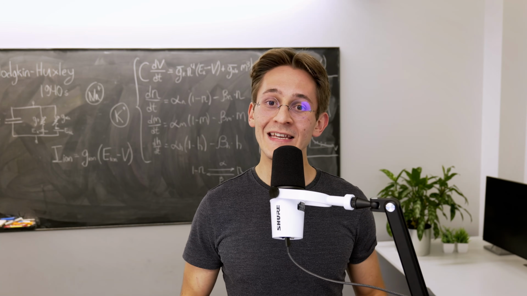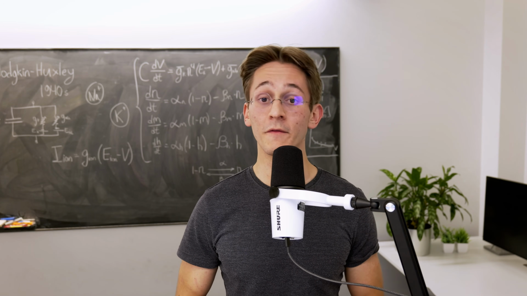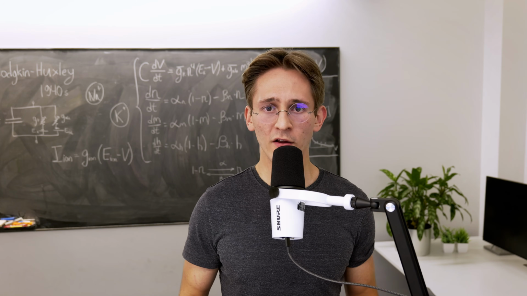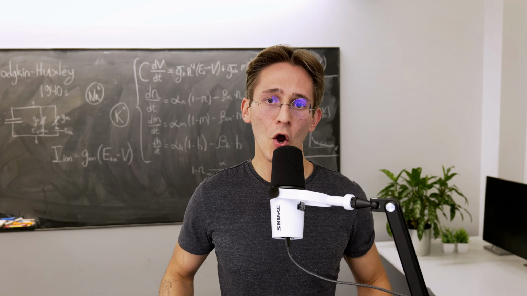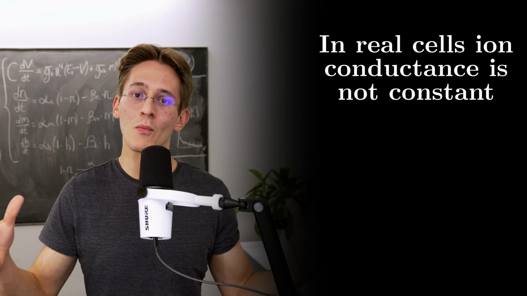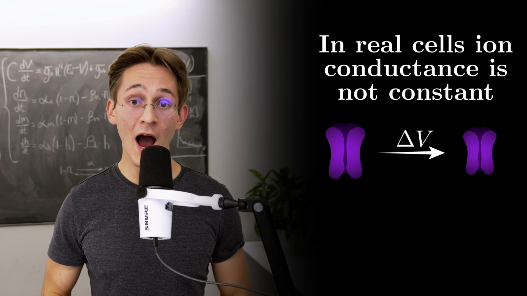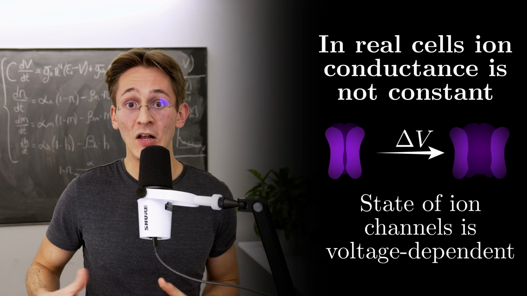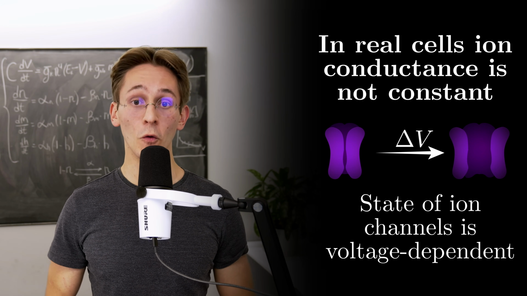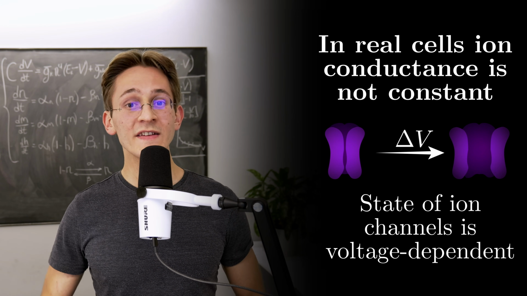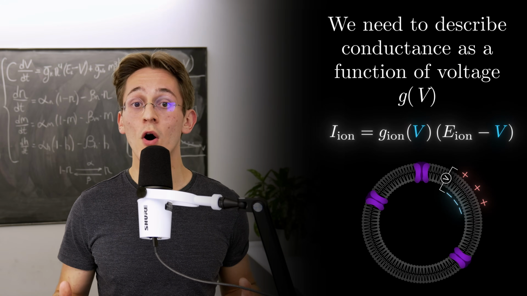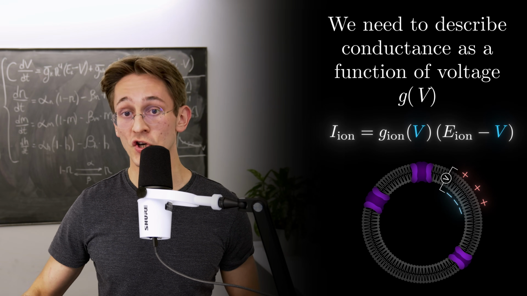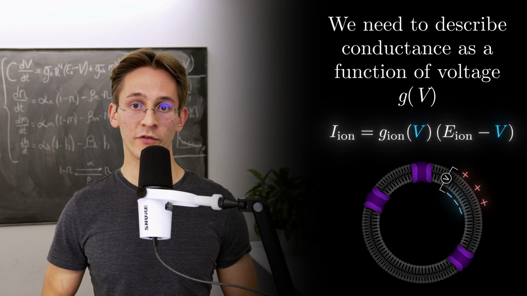So far we have treated the conductance as a fixed property of the membrane, as if ion channels were simply holes that were permanently open. But real neurons are far more interesting. Many of the ion channels are voltage dependent, meaning that they open and close depending on the membrane voltage itself. Thus, our quest until the end of the video would be to arrive at the expression for G as a function of voltage, completing our description.